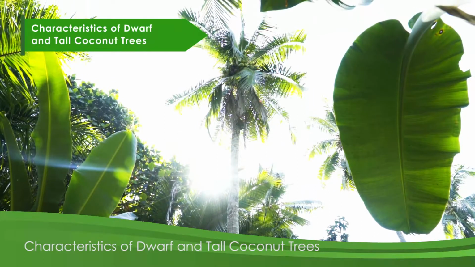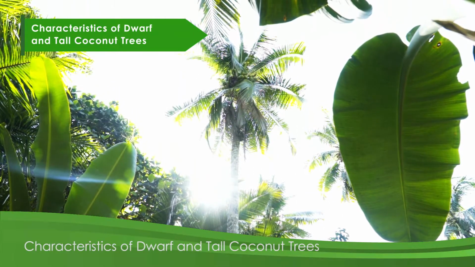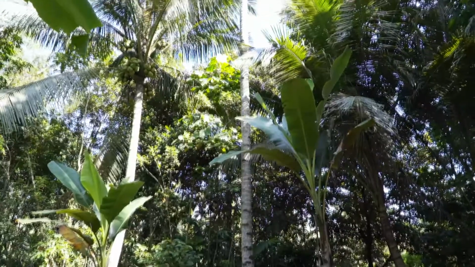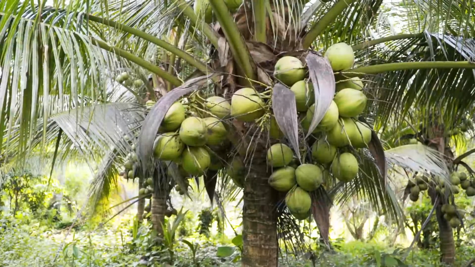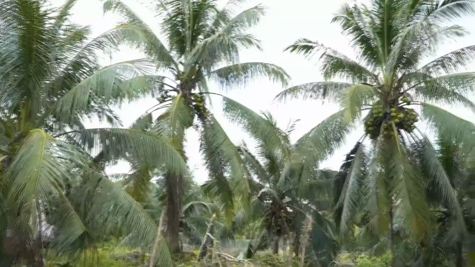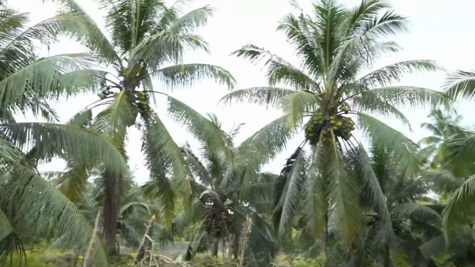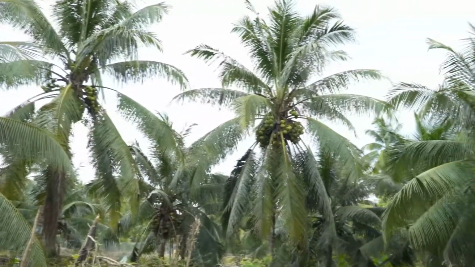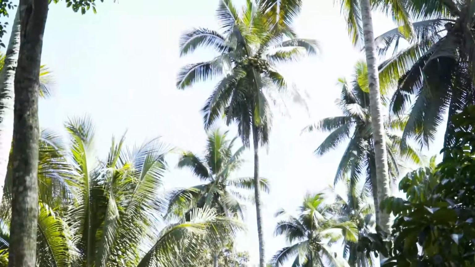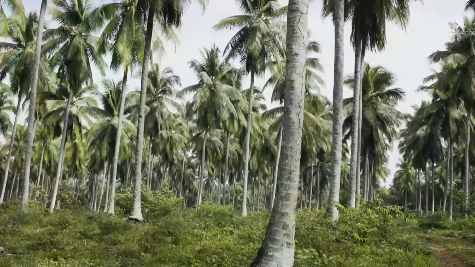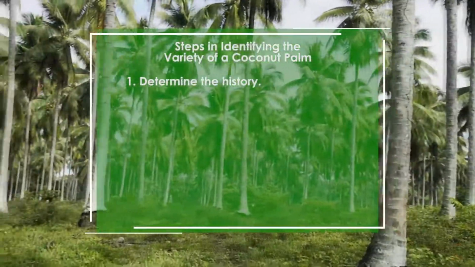Characteristics of dwarf and tall coconut trees. There are 2 major groups or categories of coconut varieties: tall and dwarf. In the quest to improve yield performance and resistance to pests and diseases, dwarf and tall coconuts were cross-pollinated, producing hybrid varieties.